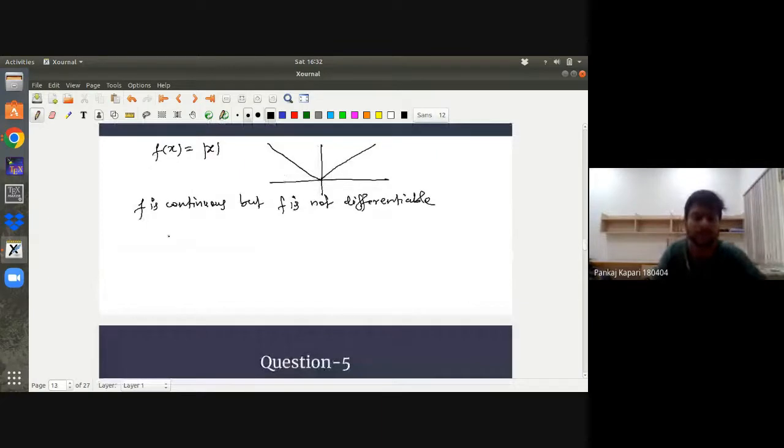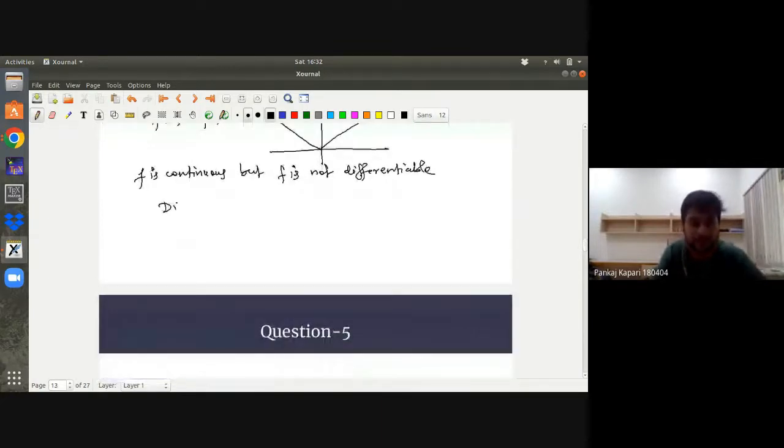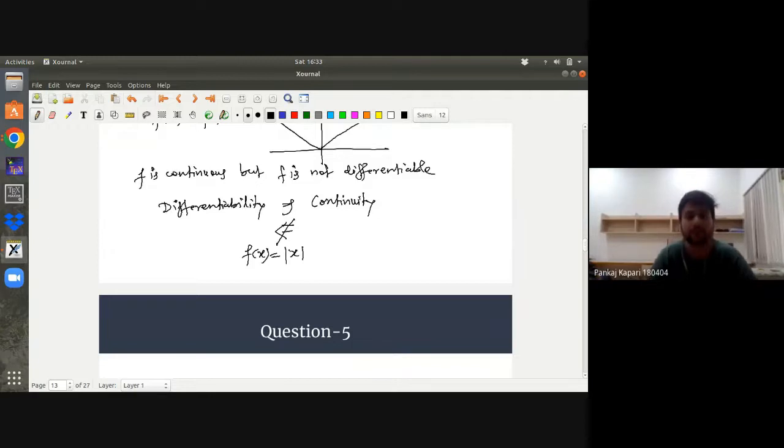So always note that differentiability implies continuity. Differentiability is a much stronger condition. When a function is differentiable, then it has to be continuous. But the reverse implication is not true. And why? Because we have this absolute value example, which is continuous but is not differentiable.